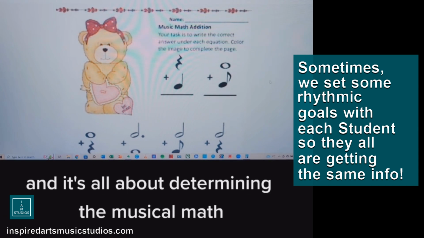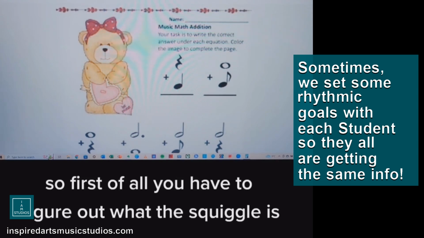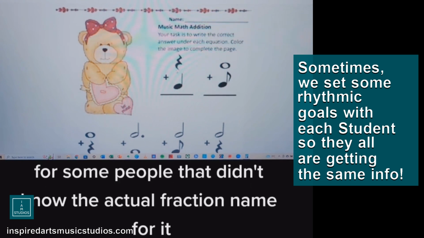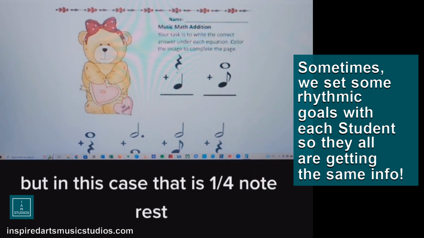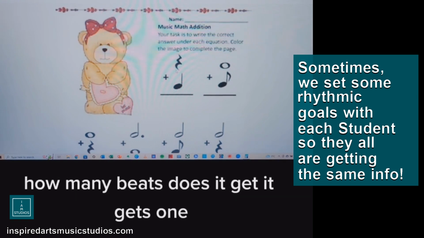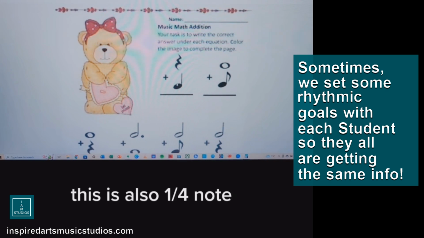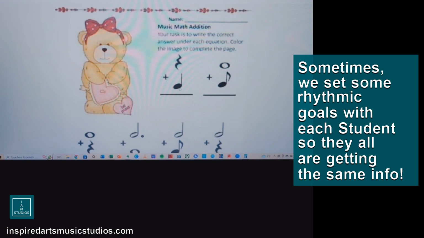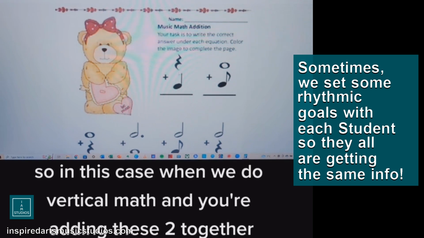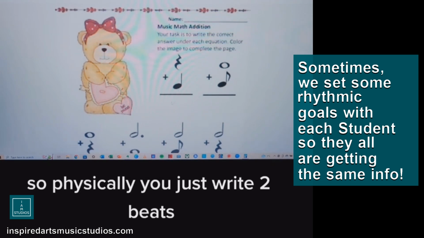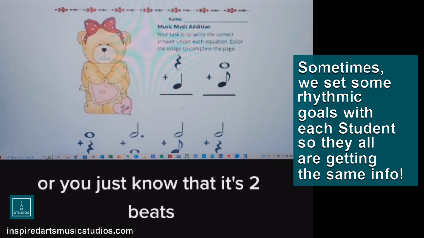And it's all about determining the musical math. So first of all, you have to figure out what the squiggle is. What is the squiggle? I was calling it a squiggle for some people that didn't know the actual fraction name for it. But in this case, that is a quarter note rest. How many beats does it get? It gets 1. This is also a quarter note. How many beats does it get? It gets 1. So in this case, when we do vertical math and you're adding these two together, 1 plus 1 definitely equals 2. So physically, you just write 2 beats, or you just know that it's 2 beats.